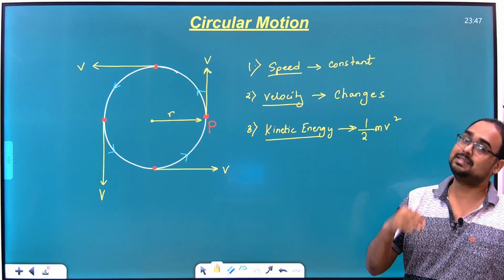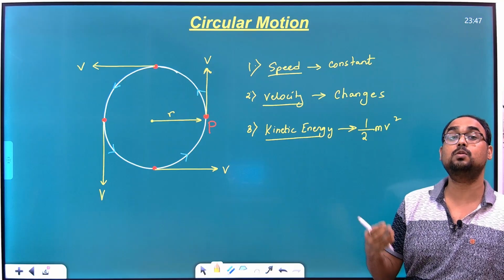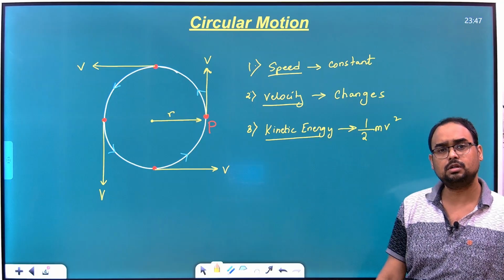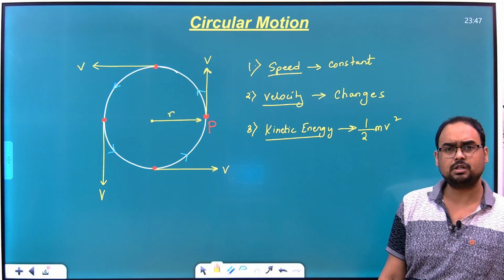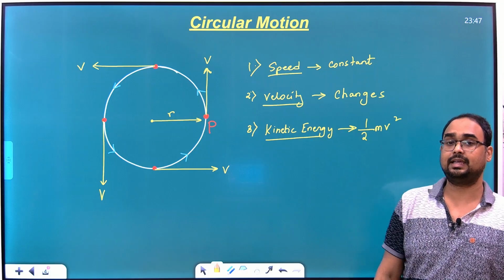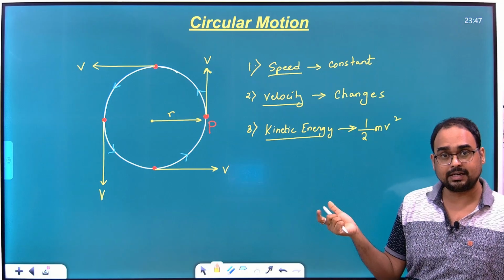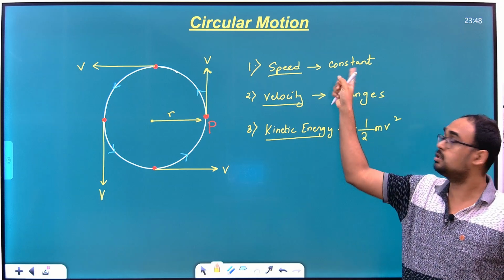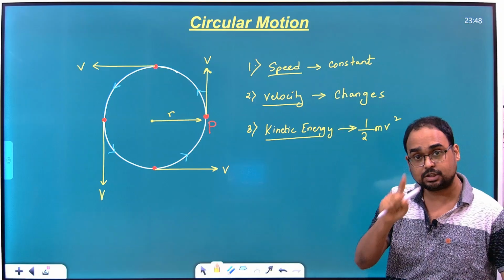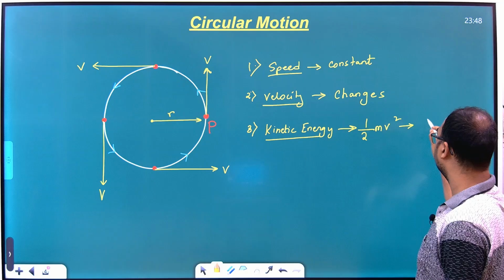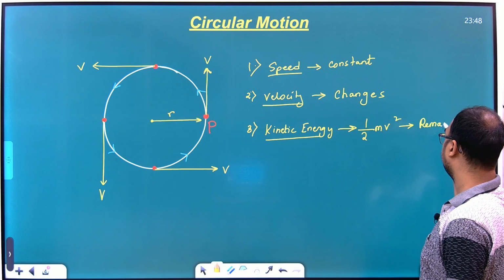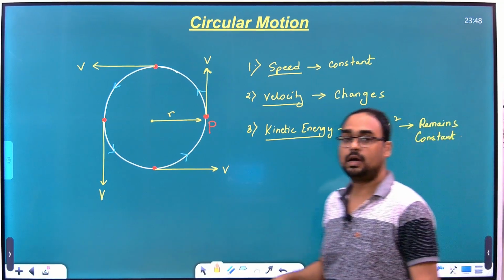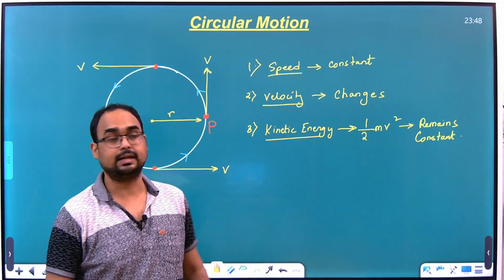Now, normally we take velocity considering that the motion was one dimensional. But it's not necessary that the motion has to always be one dimensional. It can be multidimensional. So, energy being a scalar quantity, we will consider v to be speed. Now since speed remains constant throughout in a circular motion, kinetic energy also remains constant.